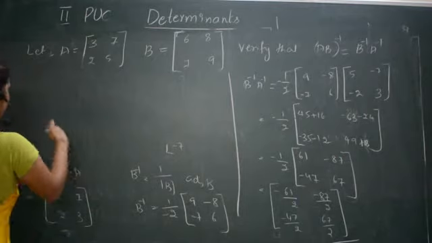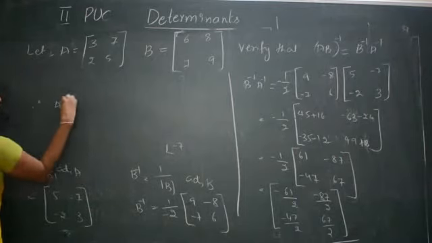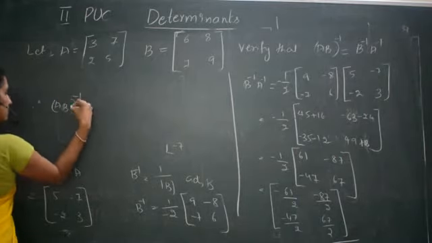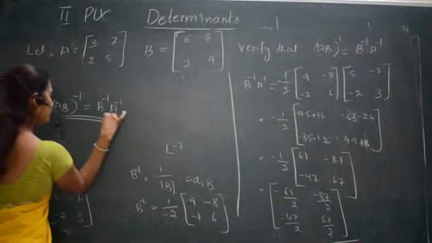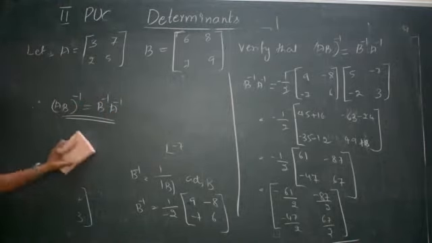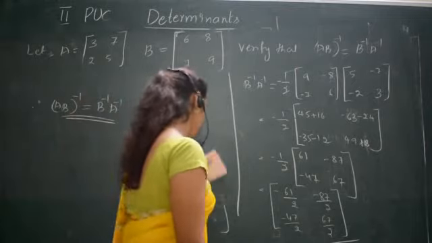Therefore, AB whole inverse is equal to B inverse A inverse.